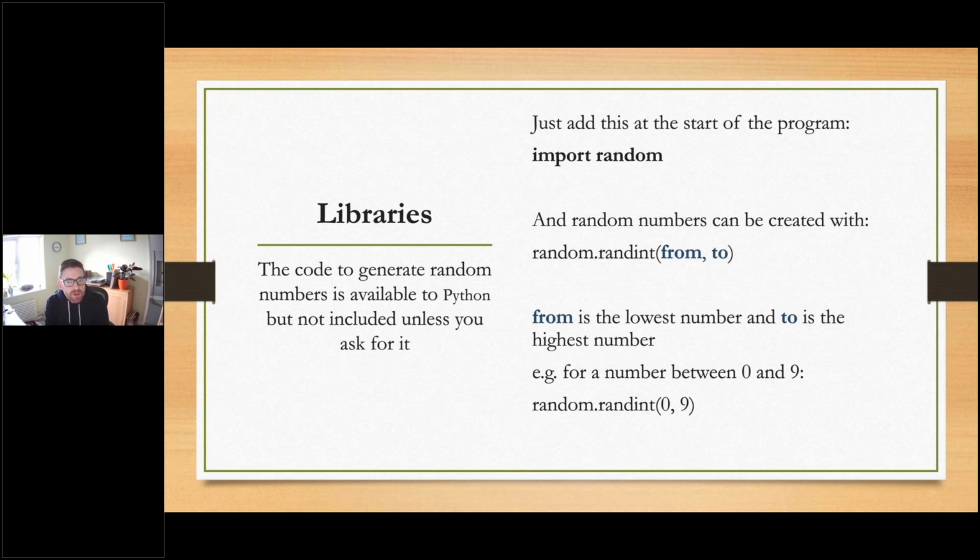So we end up with a total bit of code, as you can see at the bottom: random dot randint, in brackets 0, 9, would generate a random number between 0 and 9.